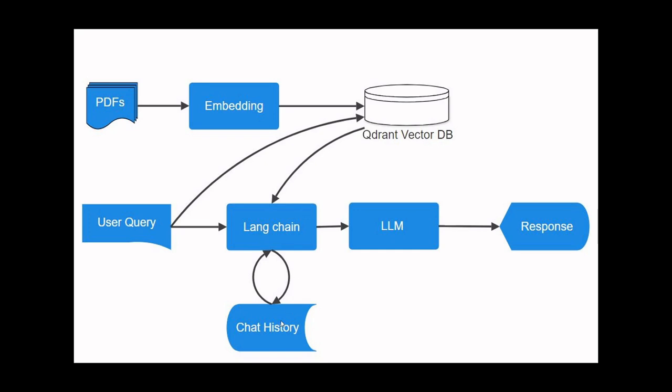LangChain also has a chat history. It will be included as part of the prompt. The final prompt will be sent to the LLM. The LLM will generate the response, and the response will be added into the chat history.